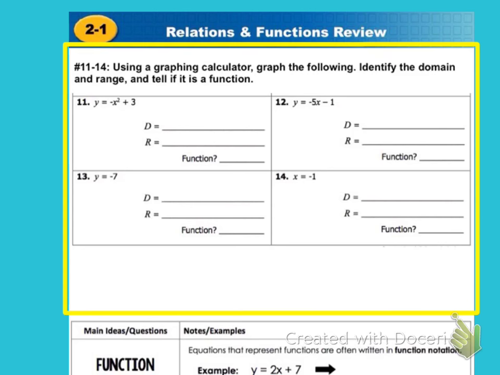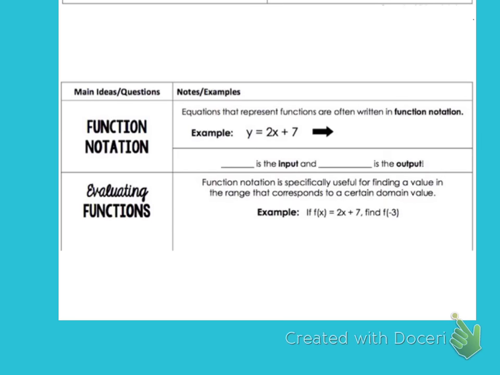So let's look at this bottom part of this page. We're going to talk briefly about function notation. Equations that represent functions are often written in function notation. Now, we've written functions like this, y equals 2x plus 7. That actually turns out to be a function. It's a graph of a line with a slope of 2 and a y-intercept of 7. But when we use function notation, it would look like this.